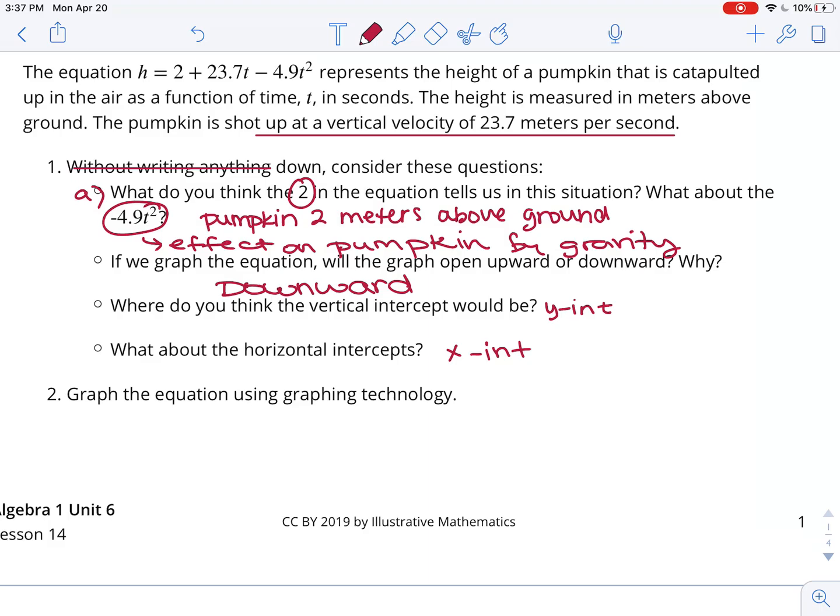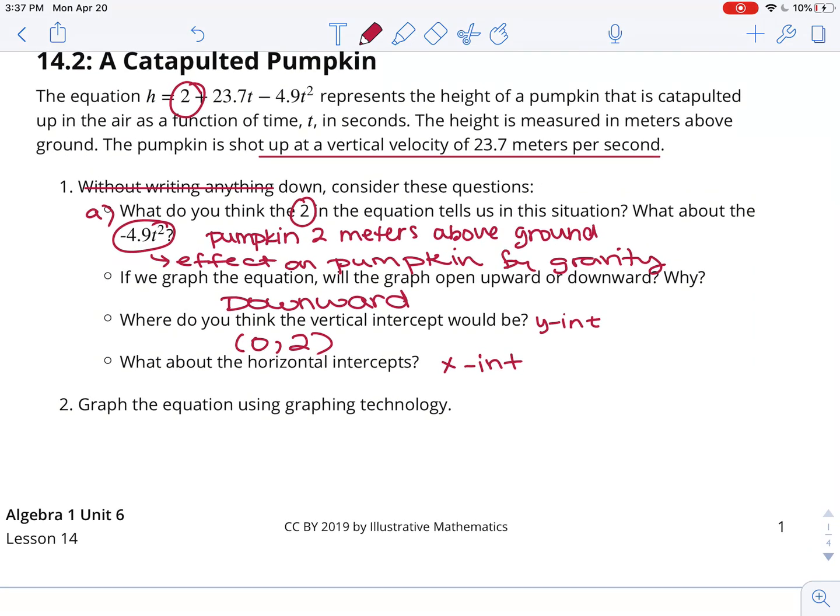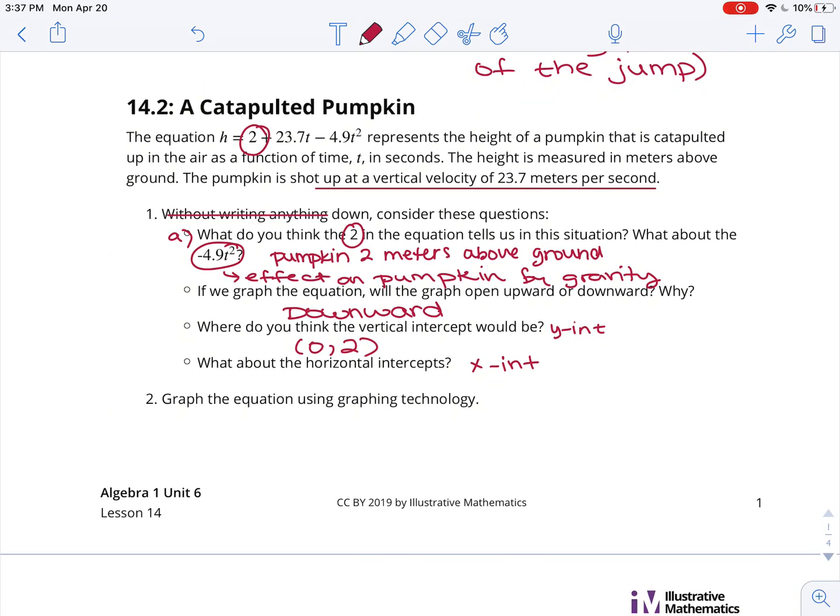Where do we think the vertical intercept would be? In this case we should be able to tell because the function's given to us in standard form, and so we could say that the vertical intercept would be 0, 2, because we can see that right there in the function. Now the horizontal intercepts are going to be a little harder to tell without graphing. So let's take a minute and graph our function in Desmos and see what we come up with.